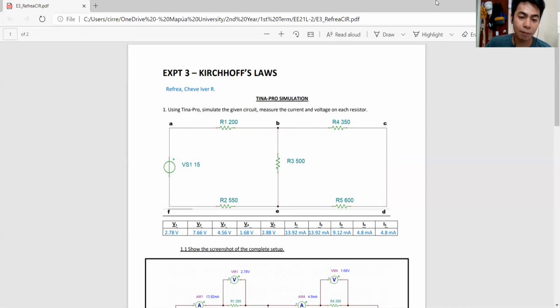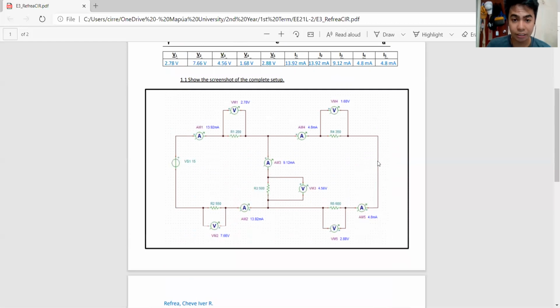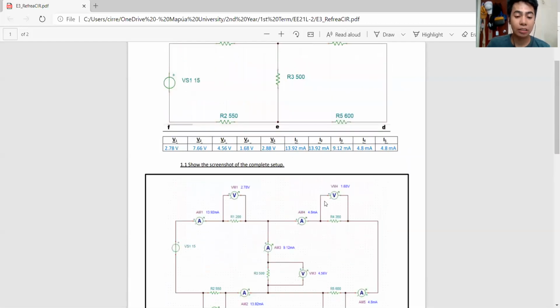As you can see, in the experiment 3 lab report, this is the circuit provided by our professor, and this is the complete setup of the experiment. We will now go to Tina Pro to show this.